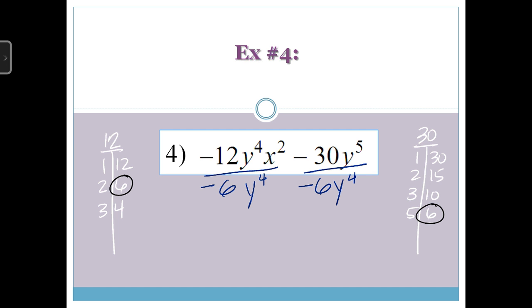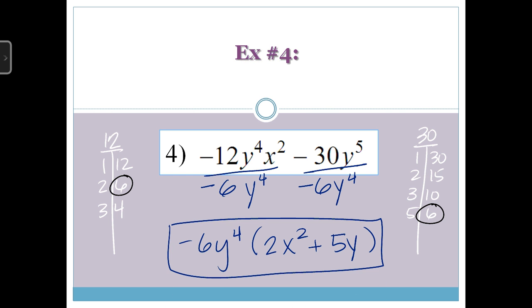Okay? So when you divide that out, the negative 6y to the 4th goes out front, and then you write the remainder. So what's negative 12 divided by 6? Okay, start doing that in your head. Start figuring it out. And when you're all done, we get negative 6y to the 4th times 2x squared plus 5y. Remember, a negative divided by a negative is a positive, guys.